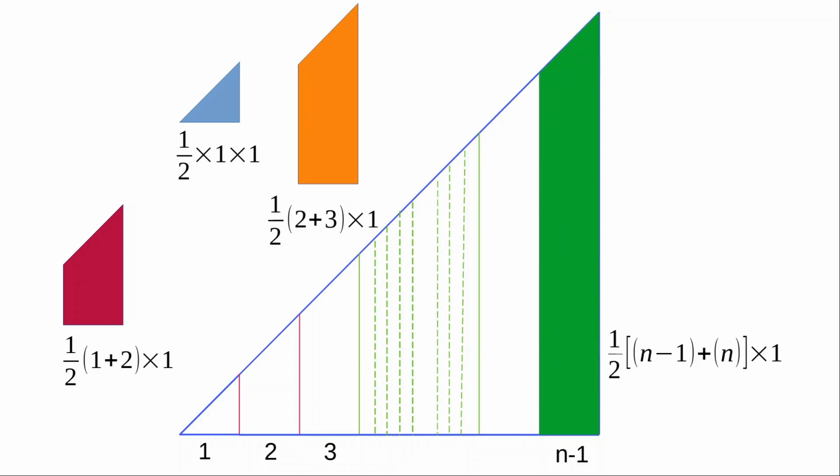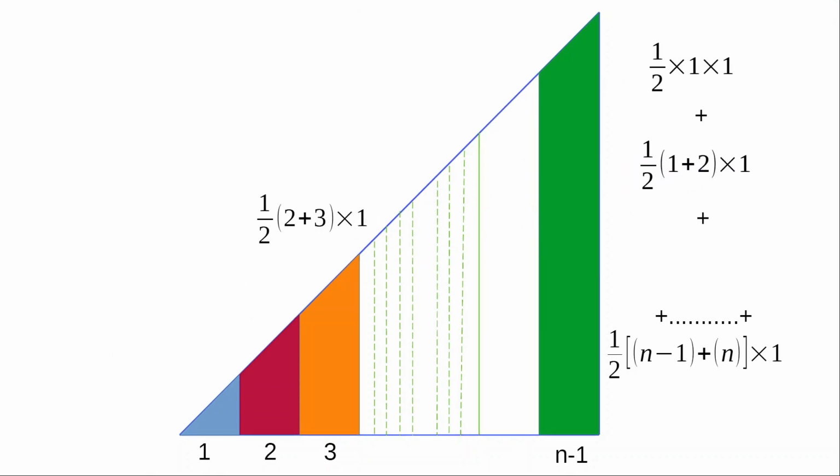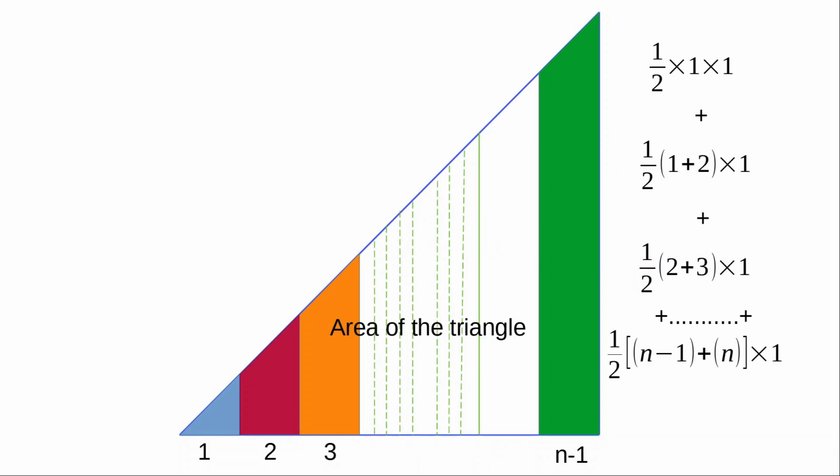The similar can also be written for the last trapezoid. This is going to be half into n minus 1 plus n, into 1, because the sides of this trapezoid have lengths n minus 1 and n. Now what we do is we sum all these areas. Starting from the first area, the second area, the third area, if we sum all these areas, this is going to be equal to the area of the entire triangle.